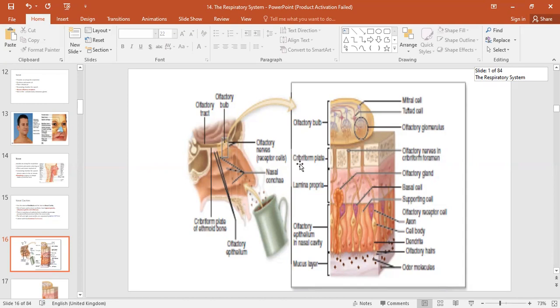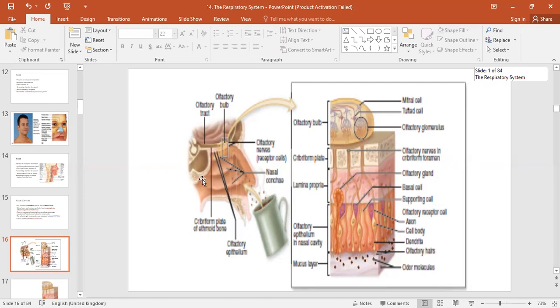The word is here: cribriform plate. And this plate has perforations where these nerves pass through. And we see that once these axons enter the skull here, they form synapses with other neurons, and then these neurons now leave as one nerve, what we call the olfactory nerve or cranial nerve number 1, which is a nerve responsible for sense of smell.